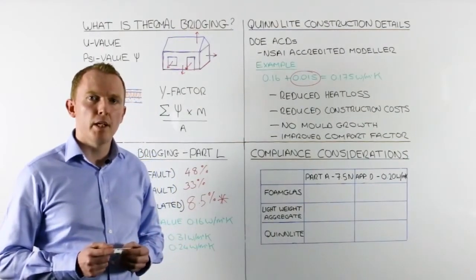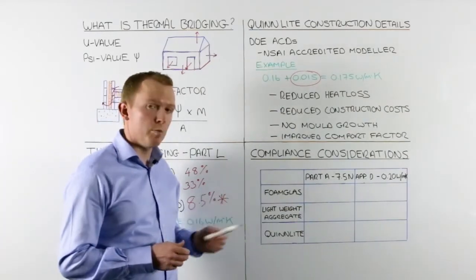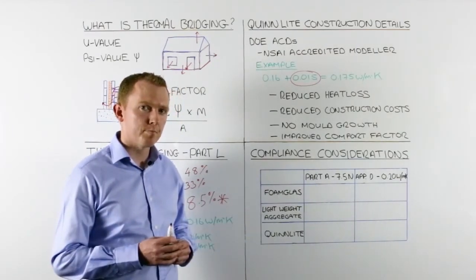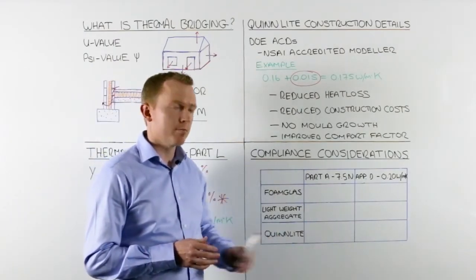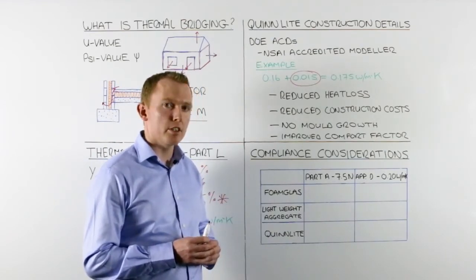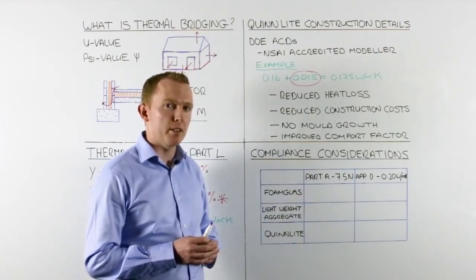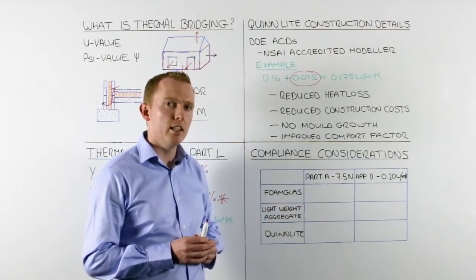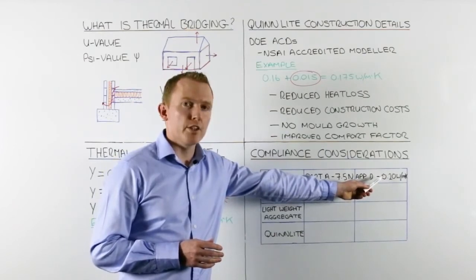So how does Quinlite compare to the other alternatives on the market? The main alternatives being Foamglas and lightweight aggregate blocks or medium density blocks. Well, if we look at this firstly in terms of Part A structure, Part A states that blocks used in Ireland must have a minimum compressive strength of 7.5 newtons per millimetre squared. If we look then at Appendix D of Part L, where a lightweight block has been used, the thermal conductivity of that lightweight block must be 0.2 or better.